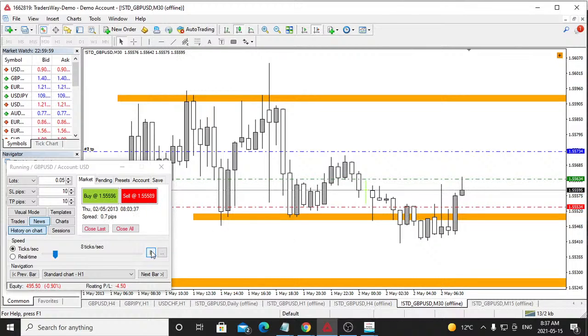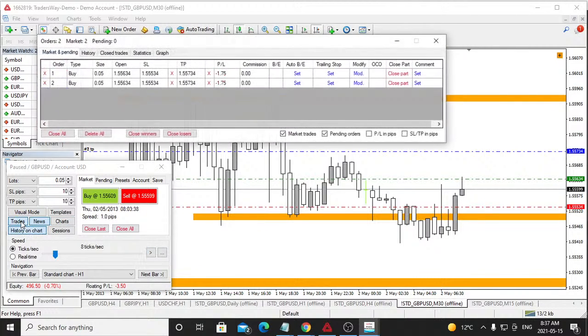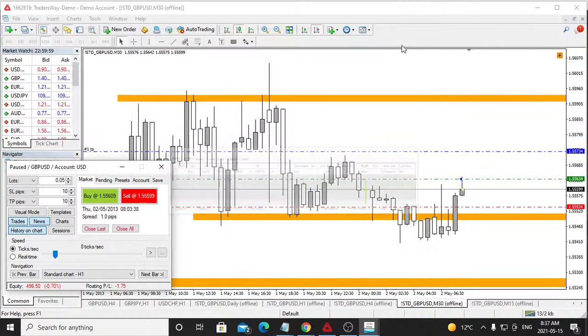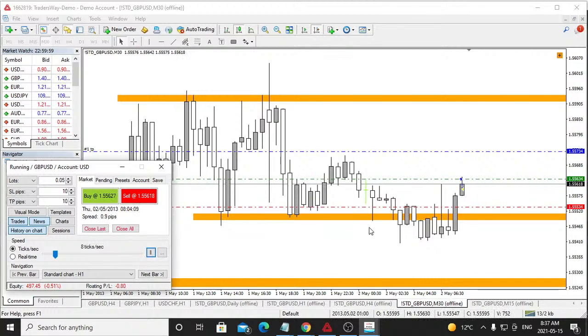Okay, so right here, because we are going into a drawdown situation, I'm going to go to my trades. I'm gonna take off one of the trades and let the other position run. Let's reduce risk and see what's going to happen, because we don't know if it's going to hit our take profit or hit our stop loss. This is something that I'm practicing for in the future.